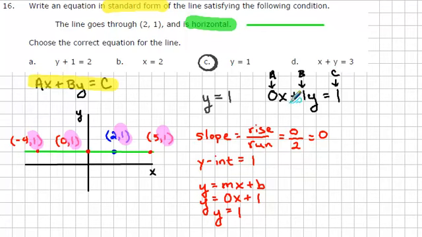However, when we write the equation of the line, we typically don't write down our 0x term, and we don't normally write down the coefficient of 1. When we write the equation in simplified form, it's simply y is equal to the number 1.